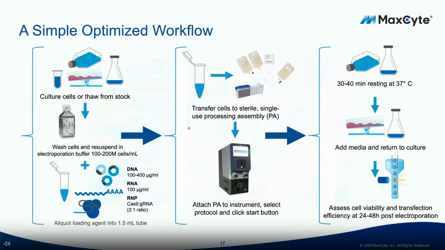So usually our workflow looks like this, where you would culture your cells, wash them and resuspend in MaxCyte electroporation buffer at a high cell density, 100 to 200 million cells per ml. You would mix with your loading agent, whether that's DNA, RNA, or CRISPR RNP, and then load that into the appropriate processing assembly, depending on how many cells you need for your process. Electroporate, and after electroporation, we usually have a recovery step for 30 to 40 minutes to allow the cell membrane to recover. Afterwards, you would culture in culture media and then analyze the cells at the indicated time points.